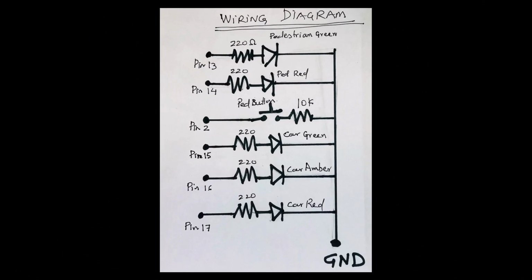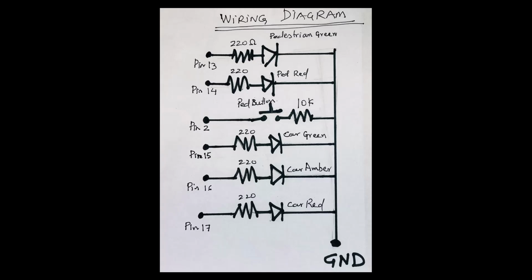Okay, so here is a wiring diagram. So as you know that there were two lights for the pedestrian. There was a button on the pedestrian side of the light, and there were three lights for the cars. So in this wiring diagram, we have two LEDs representing red and green for pedestrian, and there is a button, and then there are three LEDs for the car lights. Not much to it.